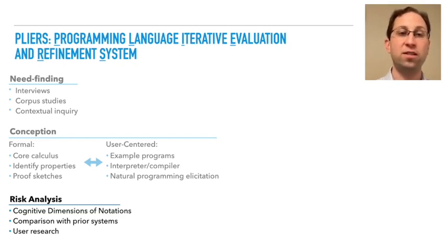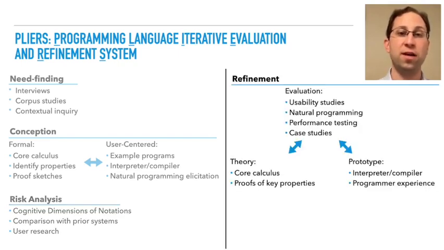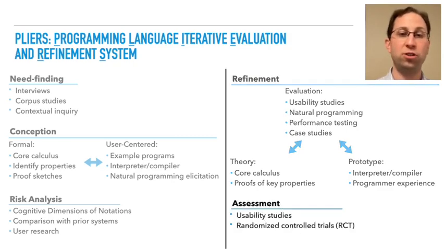Then, once we've identified key usability risks, we iterate on the design in a typical HCI fashion. We evaluate the system either with user-centered methods or with traditional methods, such as performance testing, and then change the theory and the prototype accordingly. Finally, we do a summative evaluation to see whether we have achieved the goals we set out for the language.